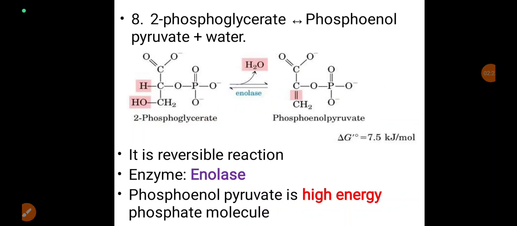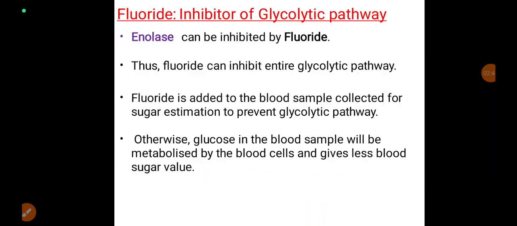The 8th step is 2-phosphoglycerate, by the enzyme enolase, by removing a molecule of water gives you phosphoenol pyruvate. It is a reversible reaction. The enzyme is enolase. Phosphoenol pyruvate is a high energy phosphate molecule. This is the 8th step.